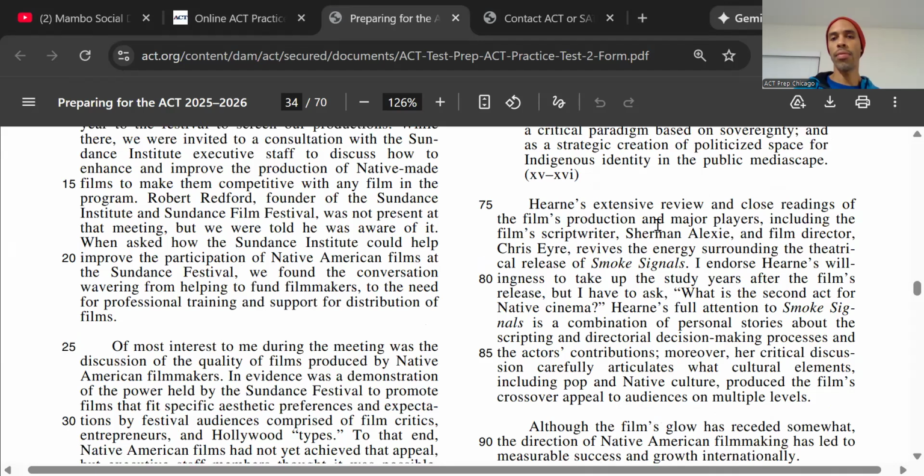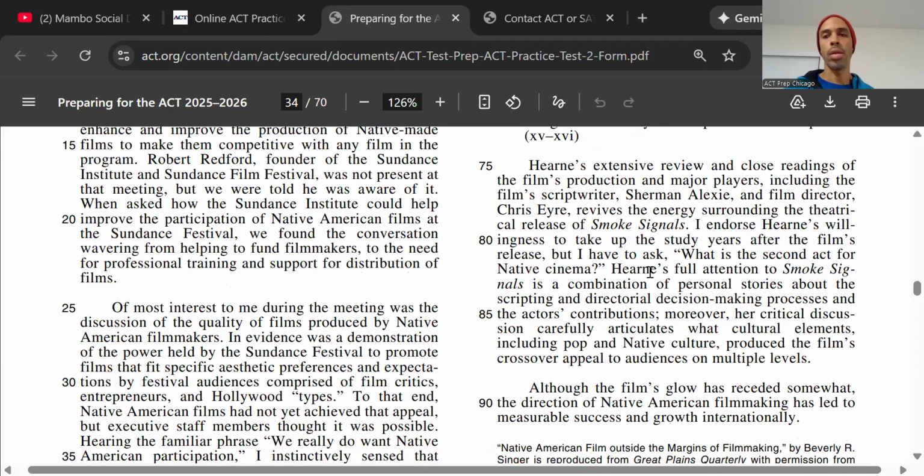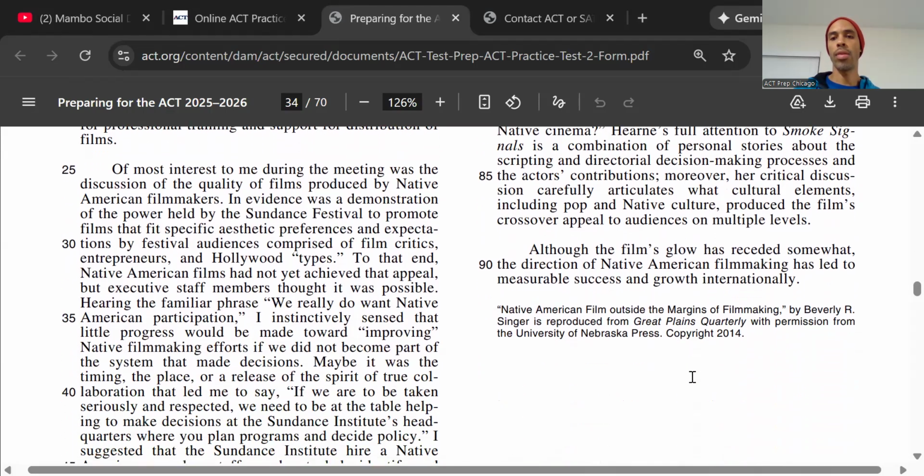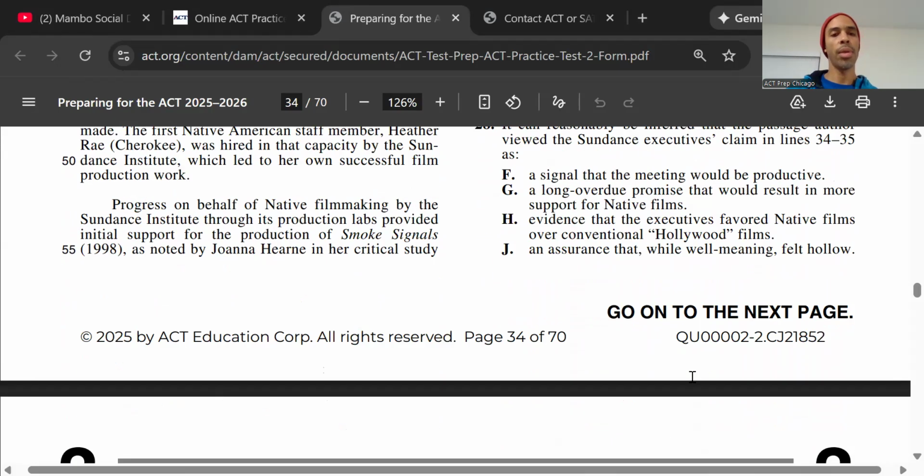Hearn's extensive review and close readings of the film's production, major players included, and film director revives the energy surrounding the theatrical release. I endorse Hearn's willingness to take up the study years after the film's release. Hearn's full attention is a combination of personal stories about the script and direction. Moreover, her critical discussion integrates the film's love, although it has receded somewhat. I think, wait, I may be wrong.